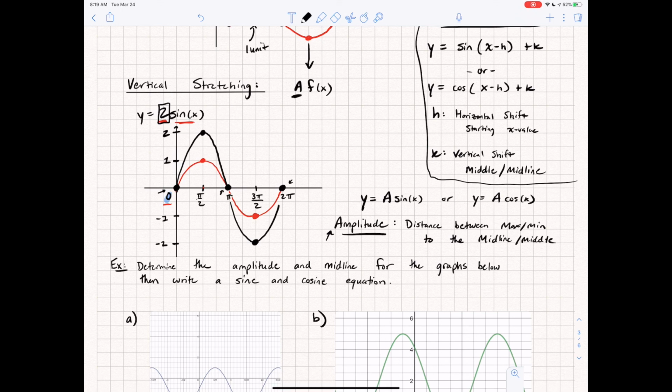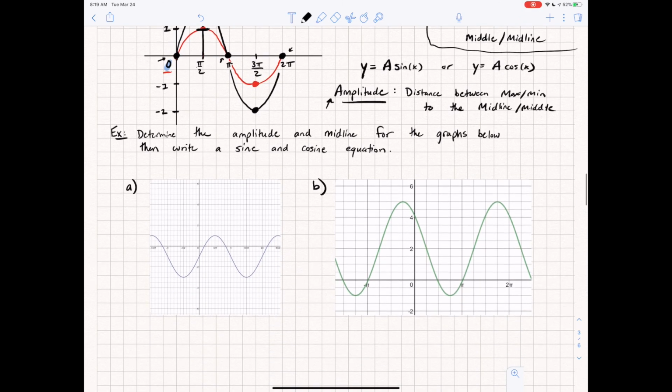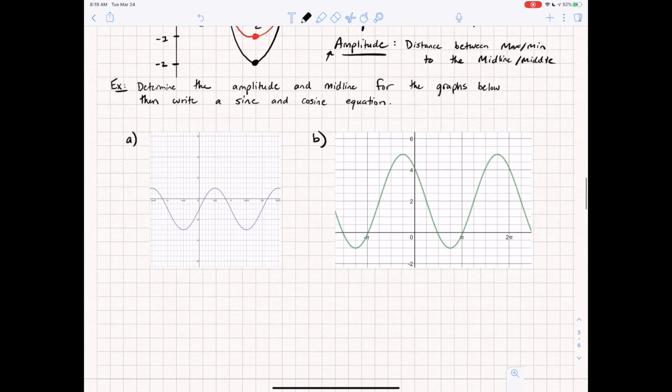It tells you exactly how many steps to get back to the middle. So for 2 sine of x, that was a length of 2. All right, so take a look at this example here. I've got 2 functions to specifically look at. Doesn't matter right now whether they're sine or cosine. Let's just go through and see if we can figure out what is the amplitude and where's the midline for each of these graphs. Now the midline I think is the easiest one to find.